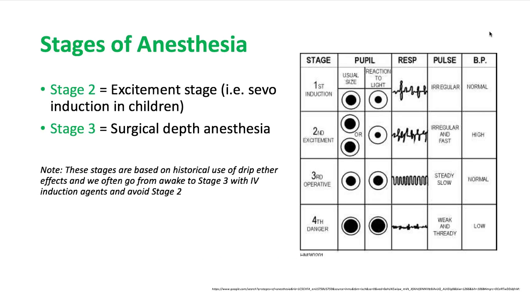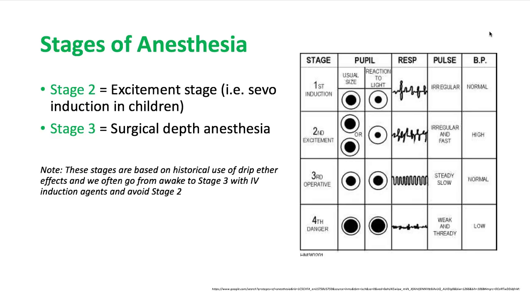The next key word is stages of anesthesia. Stage 2 we call the excitement stage, when you're doing an inhalational induction with sevoflurane in a child and they start to struggle with you, and their pupils are changing and their eyes are looking in different directions, one eye one way, one eye the other way. We call that the excitement stage. Surgical depth anesthesia, stage 3.